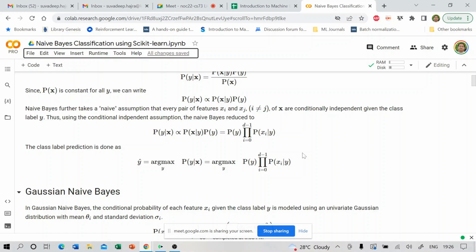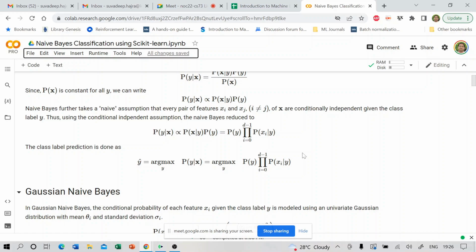Okay, now say K classes and D features, then in total how many distributions do you need? See, for each feature we need K distributions, one per class. Now there are D features. So K into D distributions we need.